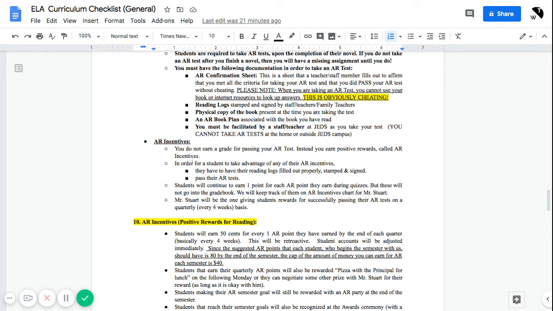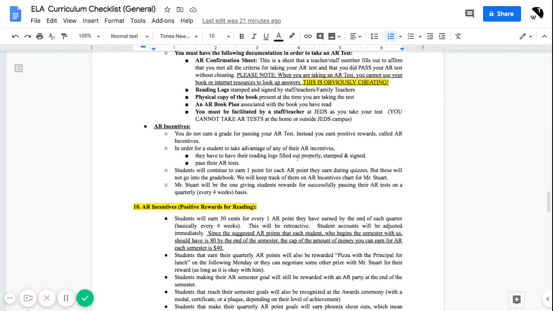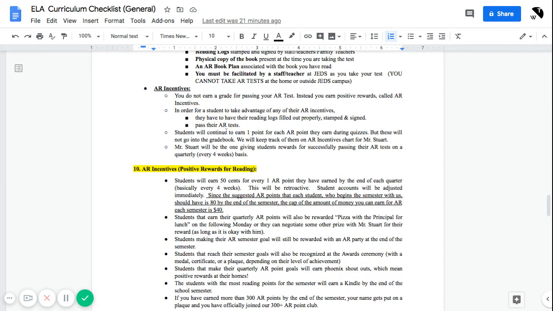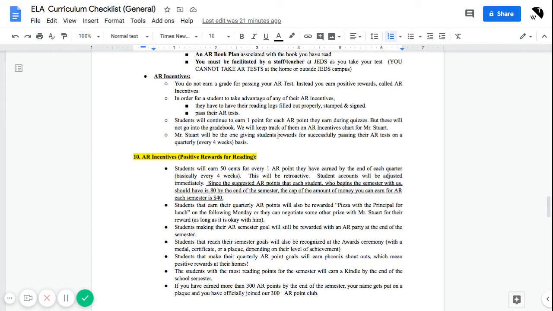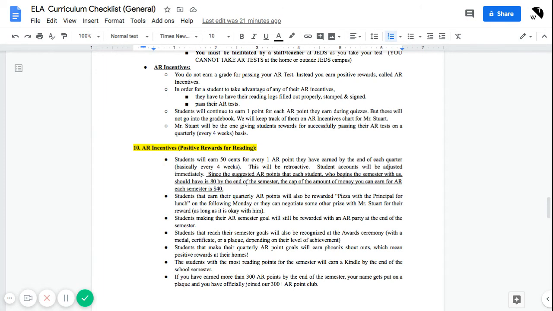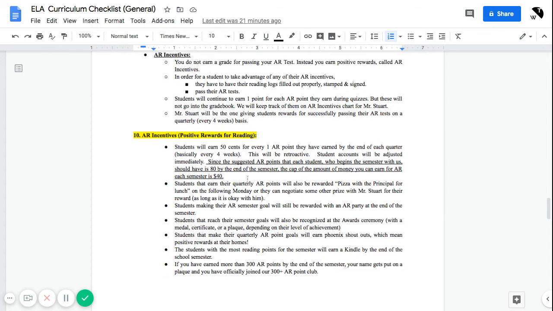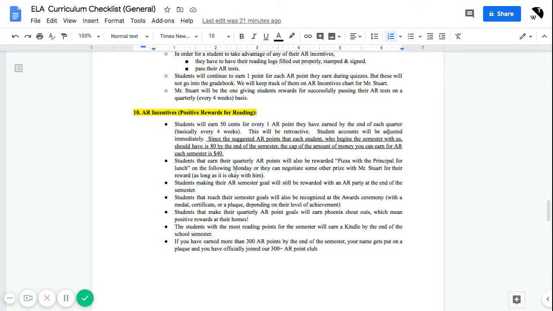AR incentives. So AR incentives, what they are is that you don't get a grade for passing your AR test. However, you earn positive reward points that we call AR incentives. In order for you to do that, you need to make sure that your reading logs are filled out properly, stamped and signed, that you're passing your AR test, and for every AR point that you earn, that's equivalent to 50 cents in money that you get. And so right here, we just award you your account. So for example, if you earn 10 AR points, that would be $5, right? Because 10 times 50 cents, basically, that's about $5. So we actually pay you to read. Again, we're just trying to cultivate a culture where it's positive, and you guys hopefully enjoy reading.